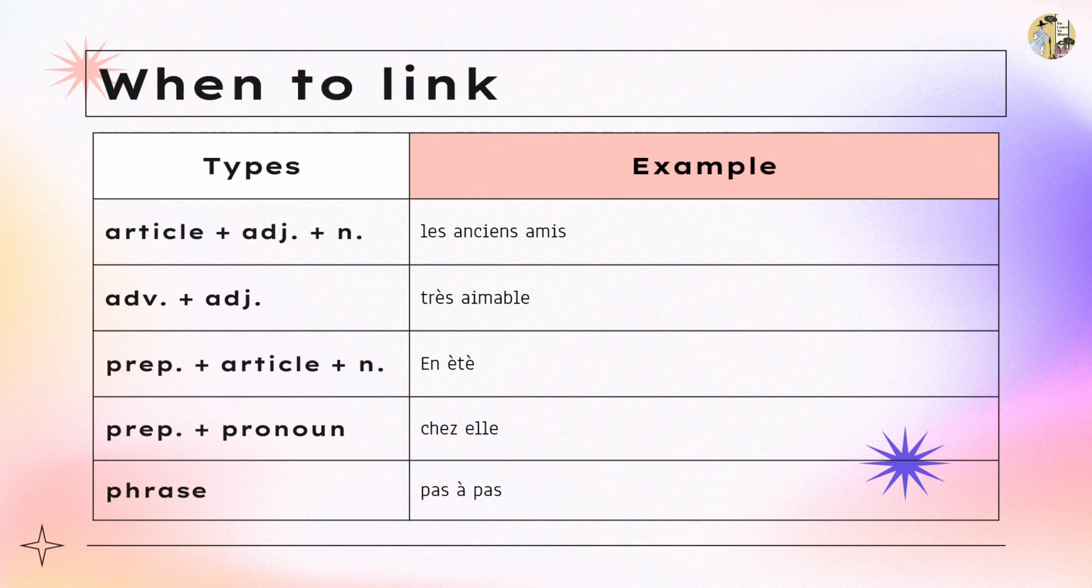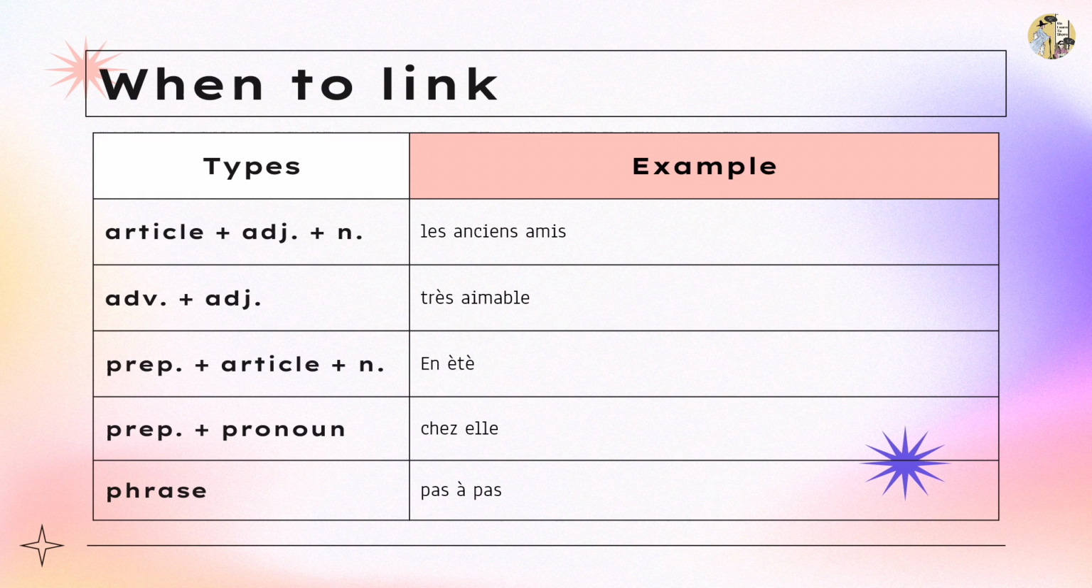Let's start with the first one, the article and then the adjective and then the noun. So for example, here it says les anciens amis. This means the old friends. I have the article, the, I have the adjective, old, and I have the noun, friends. And here you can see that les anciens amis, I linked the S in les and the A in anciens, and then I again linked anciens amis, the S and A here. I'm pronouncing it as if it's a whole bundle, and that's how you link pronunciations.